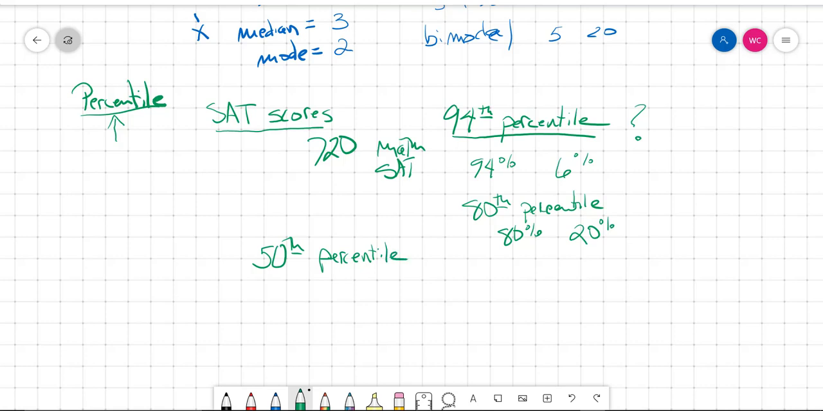It means that it's the score which was better than 50%, and it's also worse than 50%. So we actually recognize that as what? We recognize that as the median. Right? That's exactly what we mean by the median. It's the score that has half of it below and half of it above. So the 50th percentile is also the median.